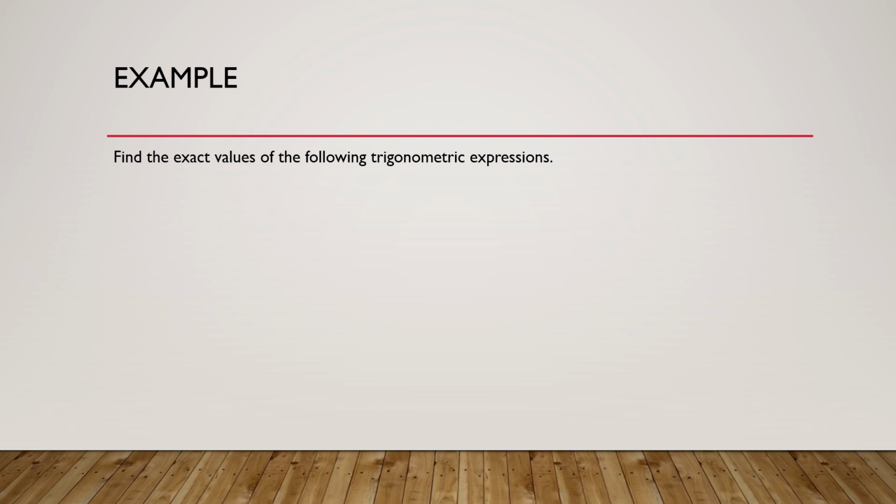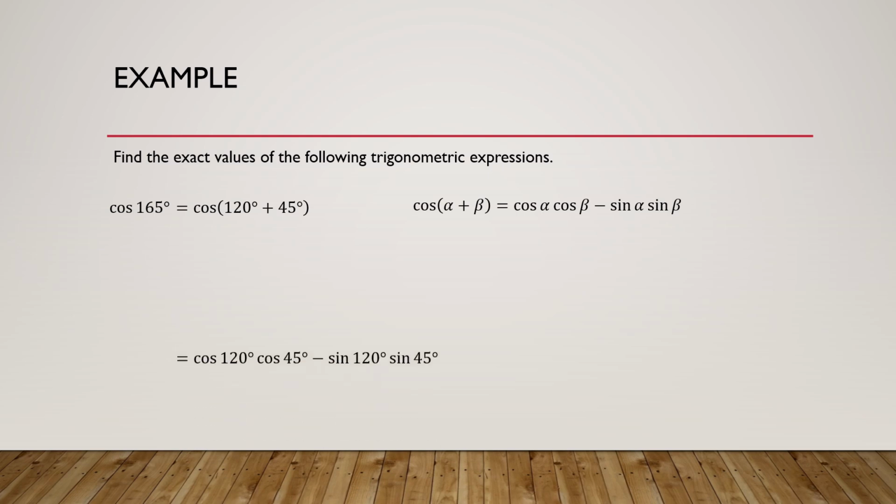Find the exact values of the following trigonometric expressions. Cosine 165 degrees. 165 degrees is not expressed directly on the unit circle, but can be expressed as 120 degrees plus 45 degrees, both of which are. Using the previously established identity, cosine of 120 degrees plus 45 degrees equals cosine 120 degrees times cosine 45 degrees minus sine 120 degrees times sine 45 degrees.